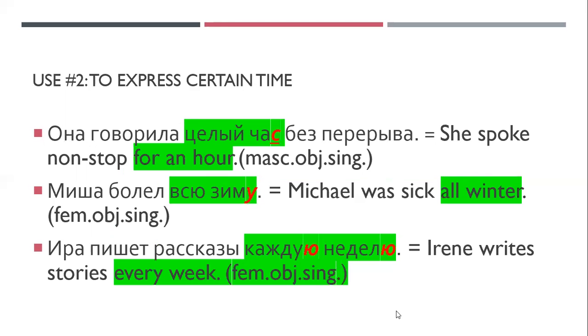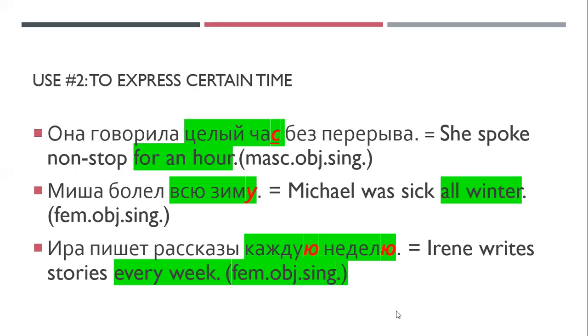Миша болел всю зиму. Michael was sick all winter. All winter is the time expression here. And usually it's зима, but it changes to зиму because it's an accusative. Ира пишет рассказы каждую неделю. Again, week is an accusative because it's a time expression here. And because it's usually неделя, it changes to неделю because it's the accusative.